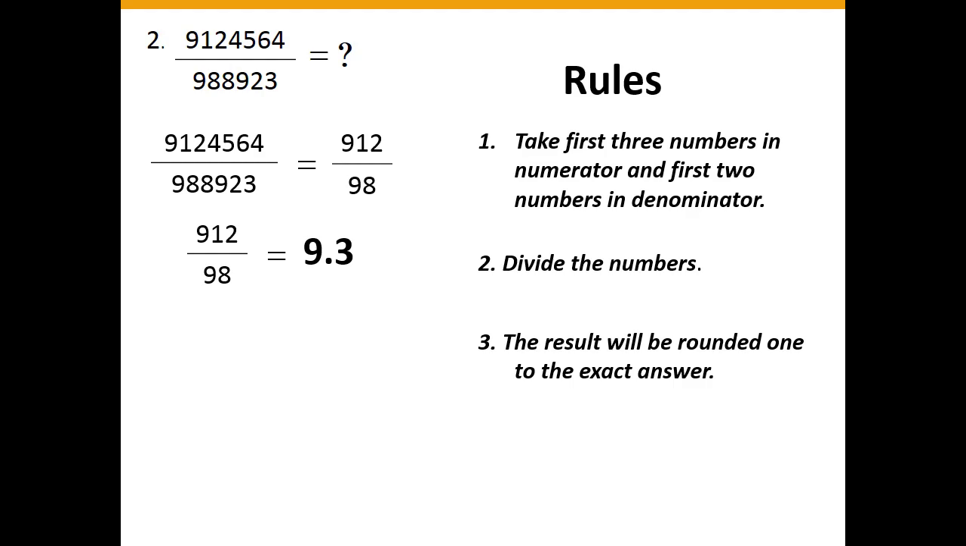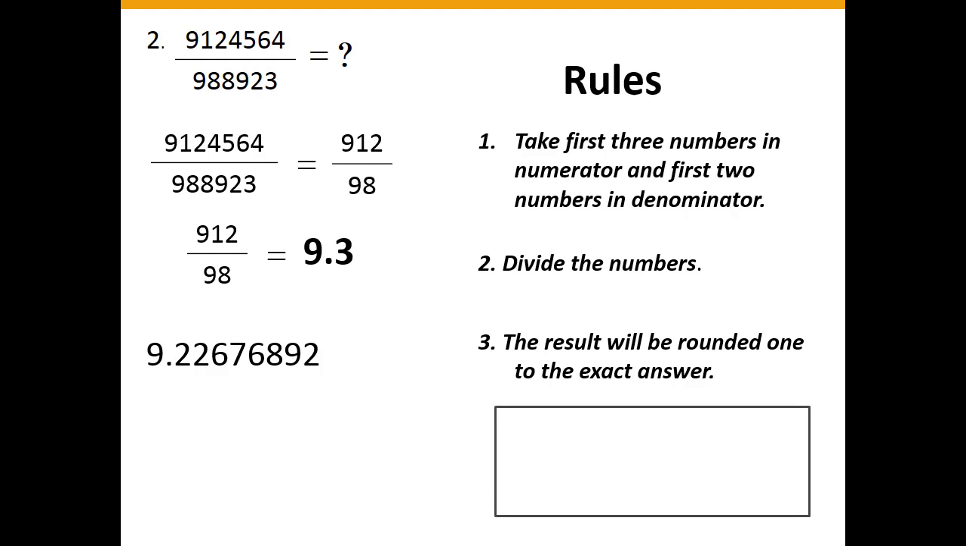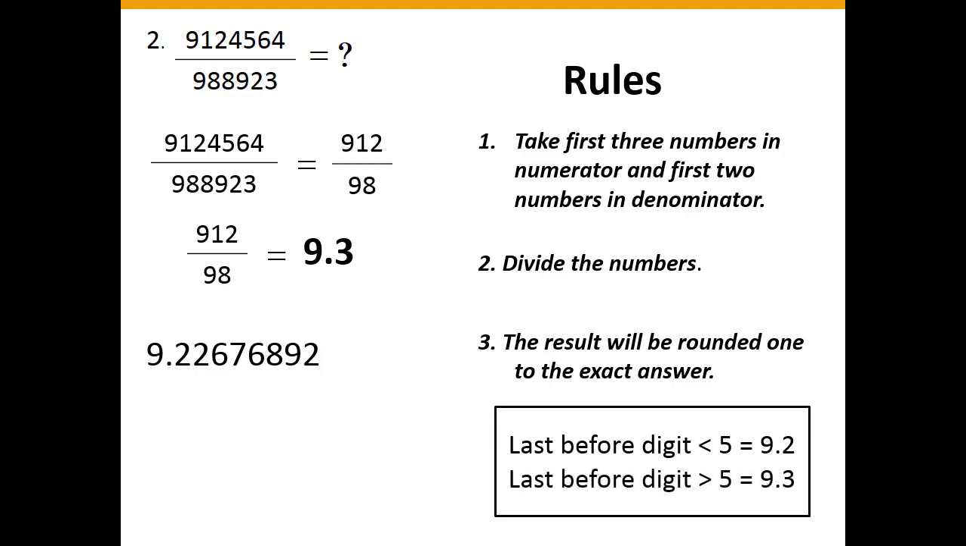Don't worry, I will explain the rounding method in this type also. 9.22676892. This is the exact answer for the question, friends. Now in this we see the rounding method. If the last before digit is lesser than 5, write the number after the decimal point as it is. If it is greater than 5, add 1 to the digit after the decimal point.